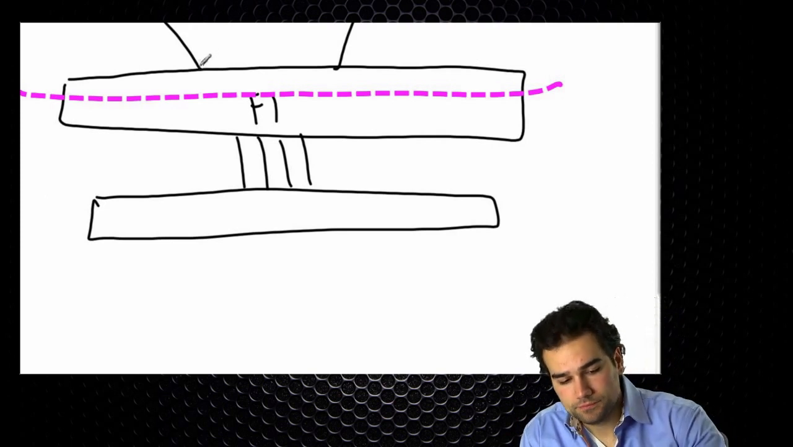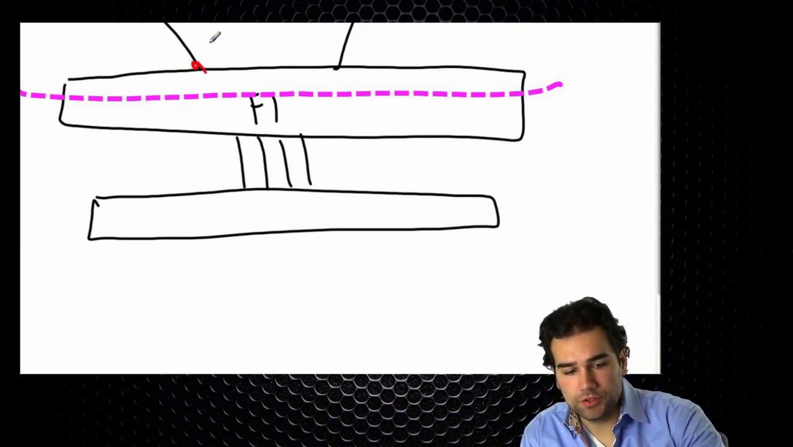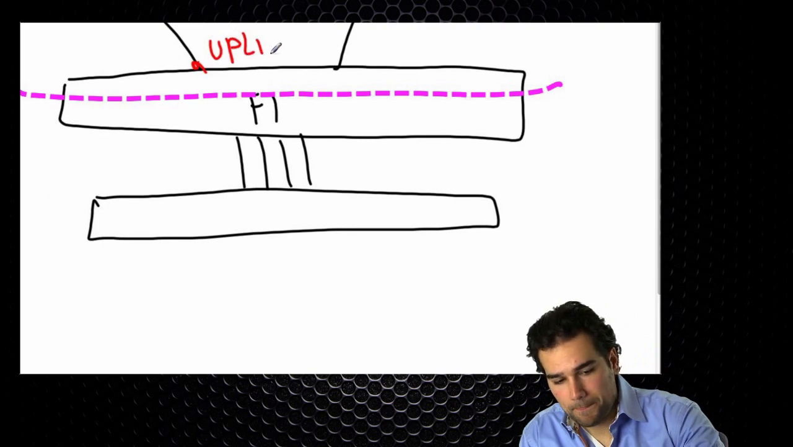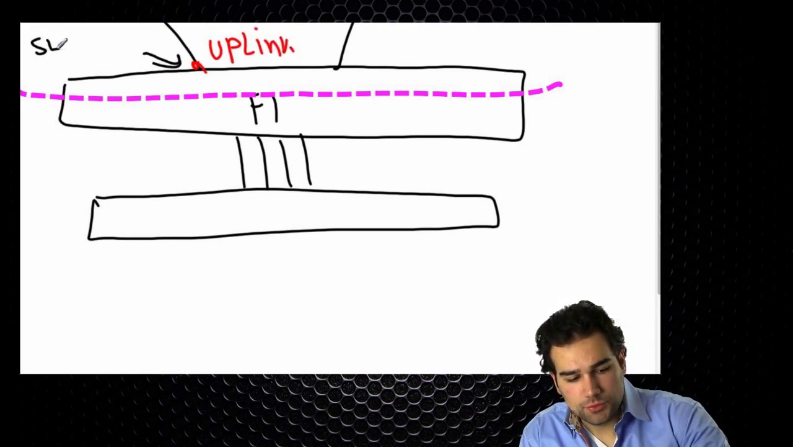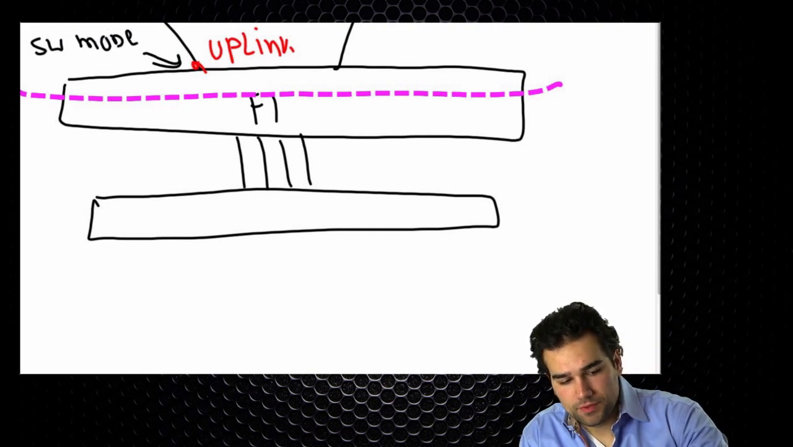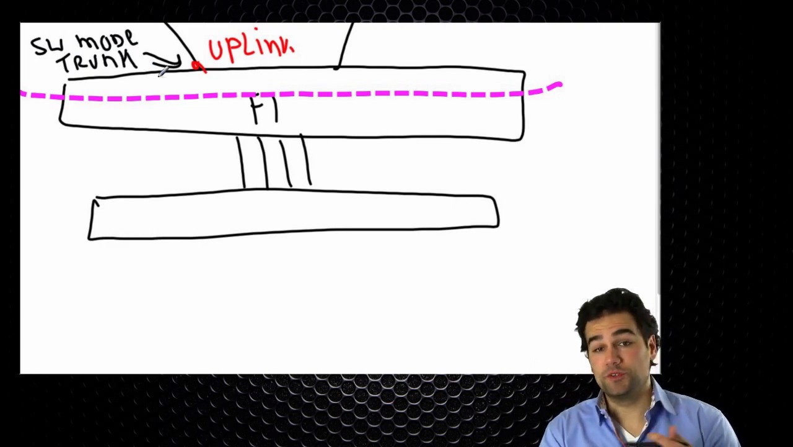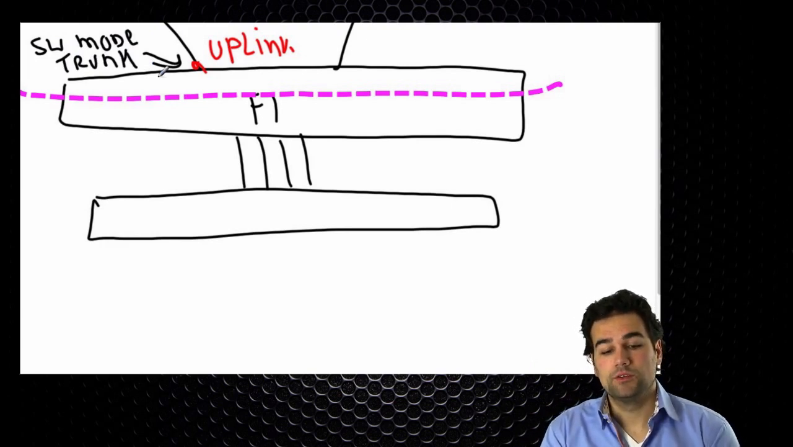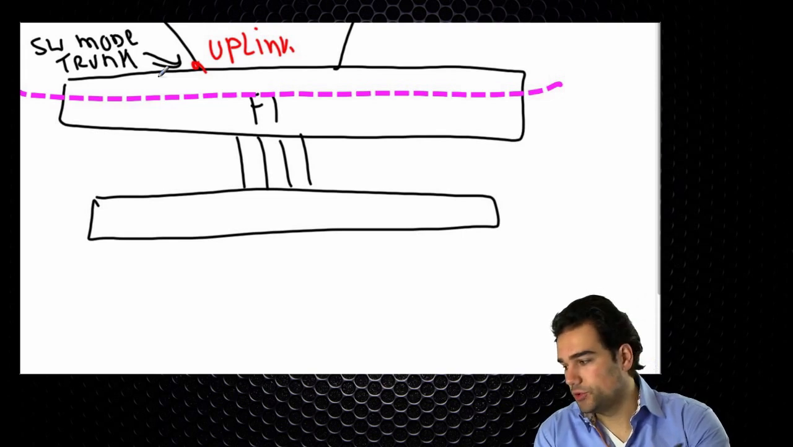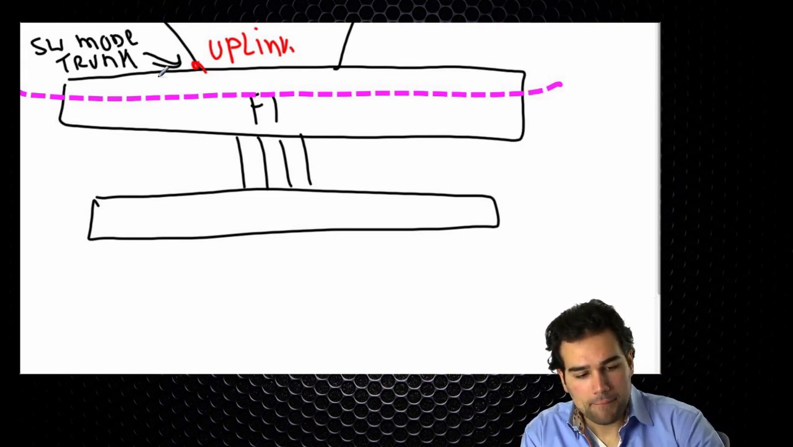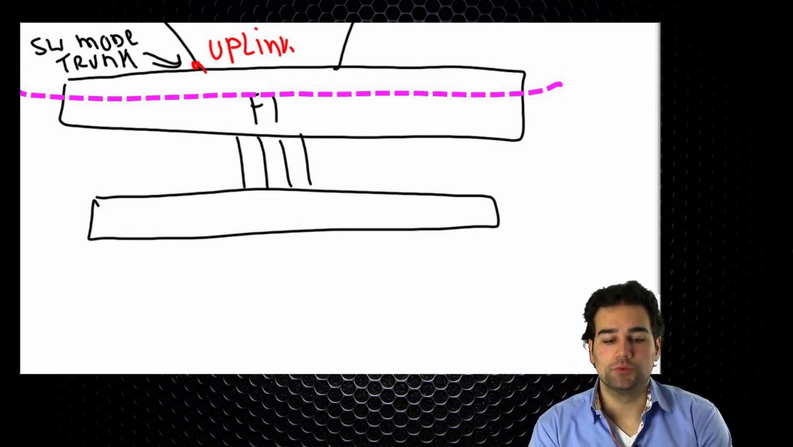Uplink role, like this port, means that I configure this as switchport mode trunk. That's actually what the command is doing. As soon as I configure this as an uplink port, it will do switchport mode trunk. Talking about Ethernet here, not talking about Fibre Channel. So switchport mode trunk is the command that it will do.